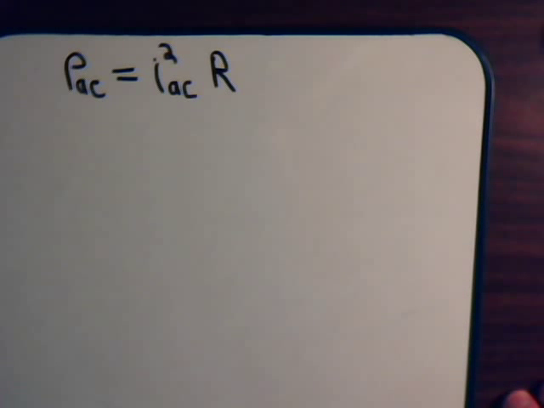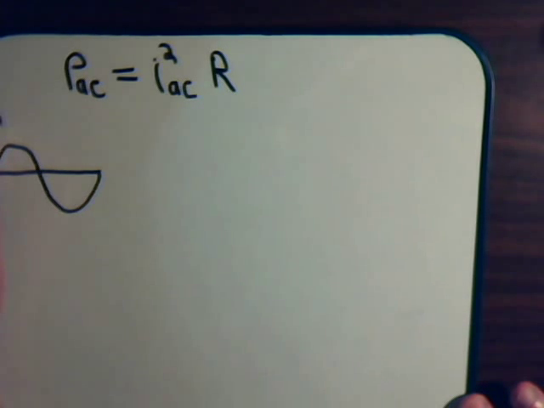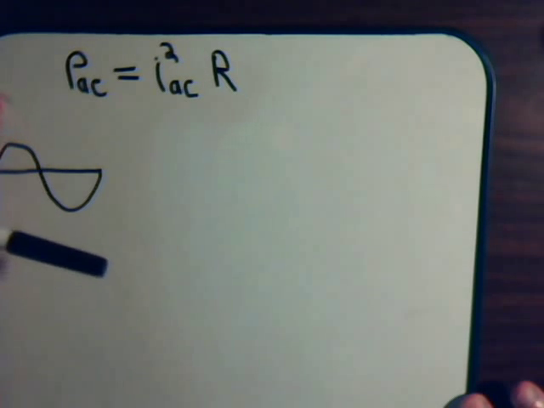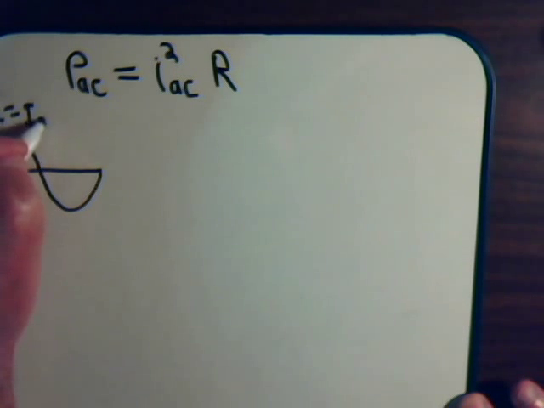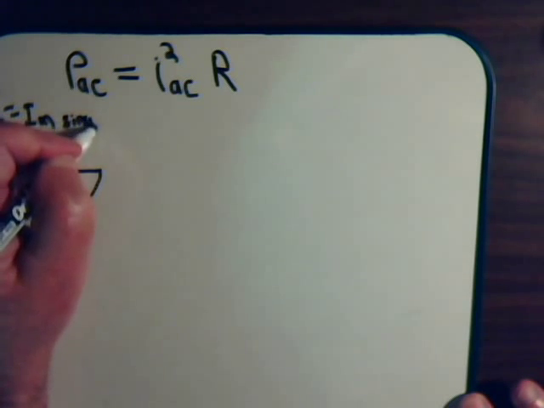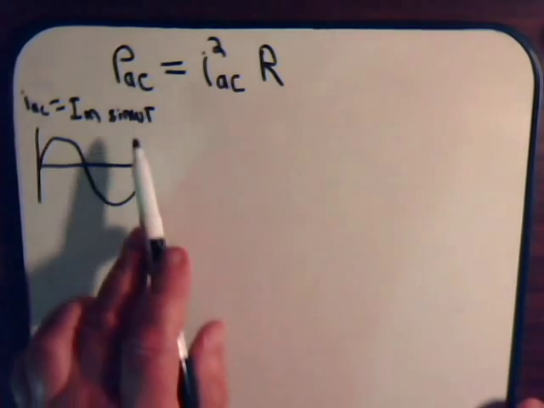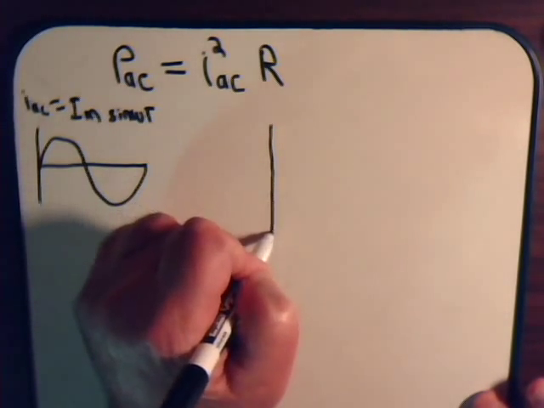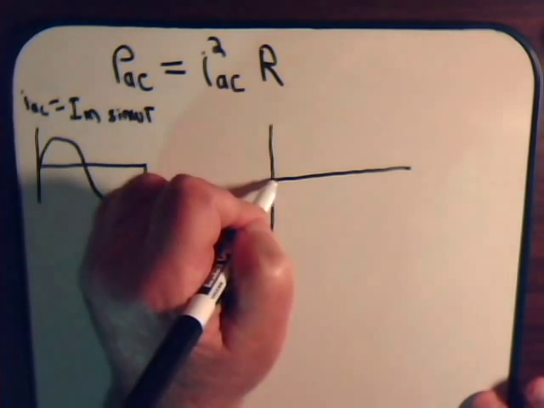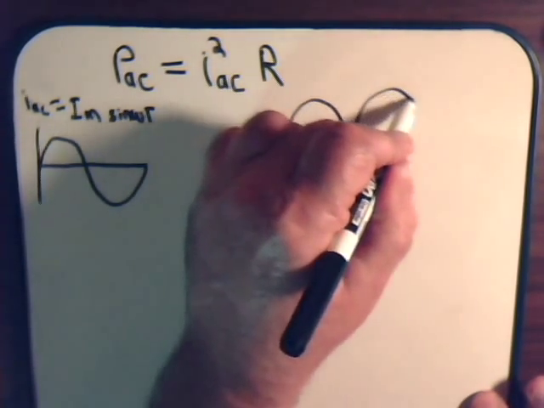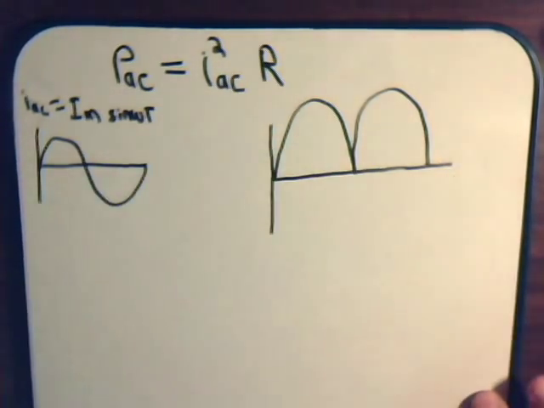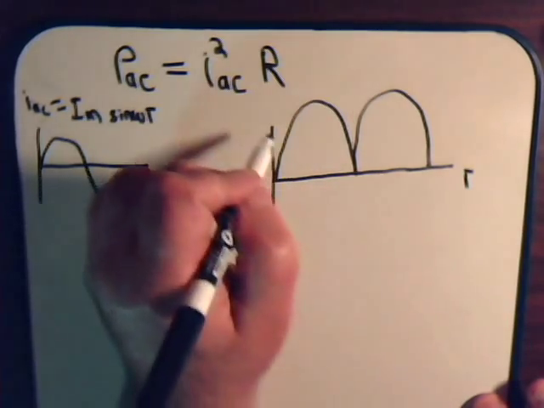So say our supply current was a sine wave like this. Let's write it like this: our alternating current IAC is Im times the sine of omega t. If we square this, then it's going to look roughly something like this. Of course, this is time, this is current.